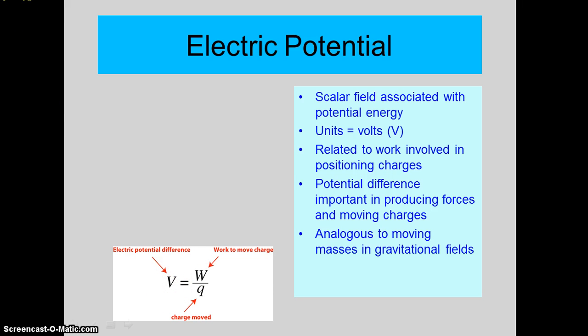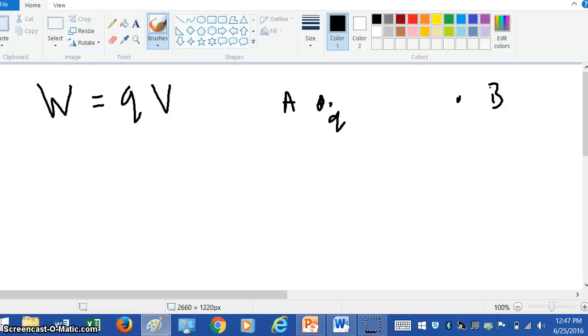All right, so let me set up an example. Here's the same formula that I was just showing you in the PowerPoint, but let's go over what the units are very quickly. Work, of course, is always in joules, so joules will work just like energy. The charge is in coulombs, and the voltage, V, is in volts, or better known as the potential difference. So a joule is a coulomb times a volt.